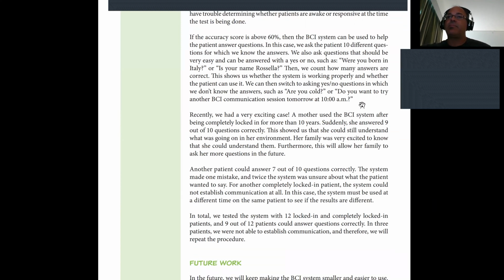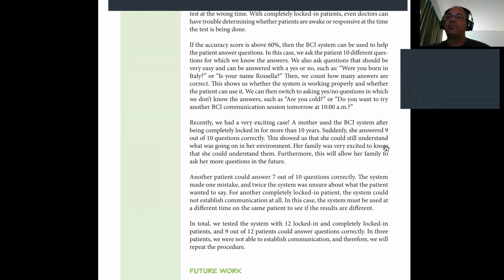And in this page, we had some nice examples of success stories. But I also want to emphasize, like I've been saying for a while, the system is not perfect. It's a new technology. There are a lot of ways it could be improved.